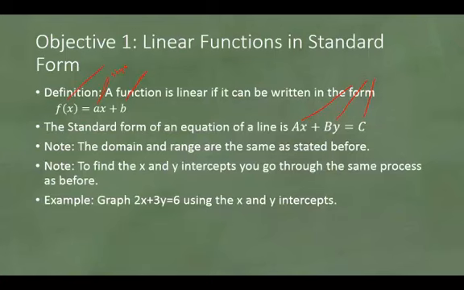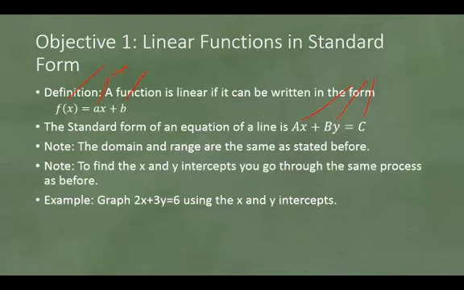The domain and range are the same as stated before. Again, the domain is still what x values are allowed, and the range is still what comes out for the y values, or for f of x. To find x and y intercepts, you go through the same process as before. There's no difference here, just because we're talking about linear functions.